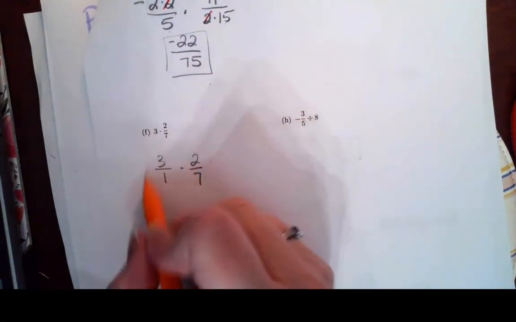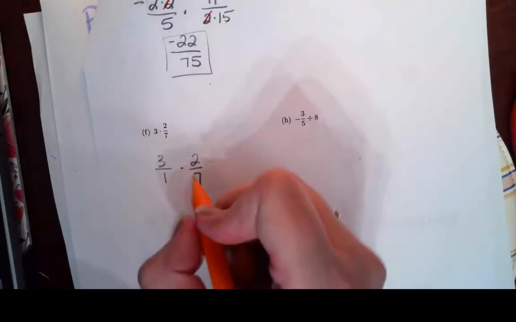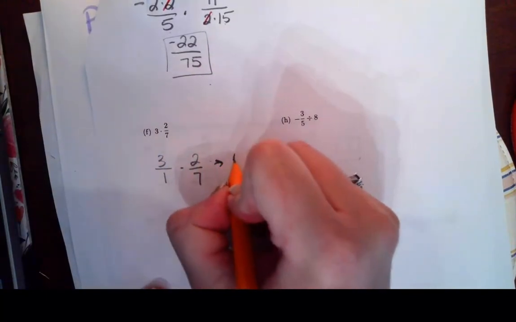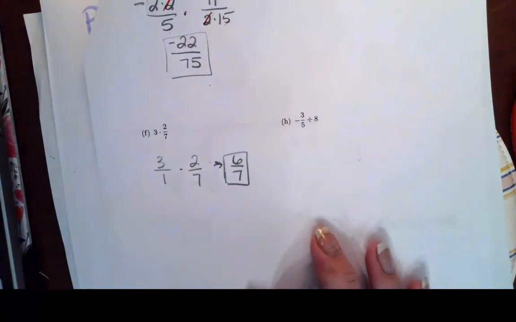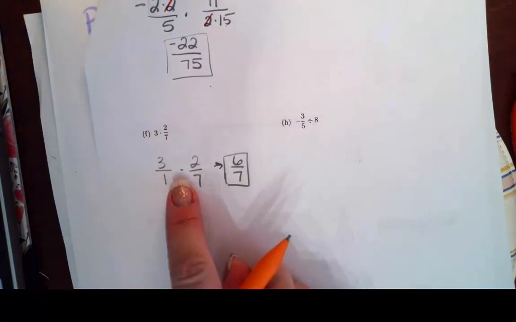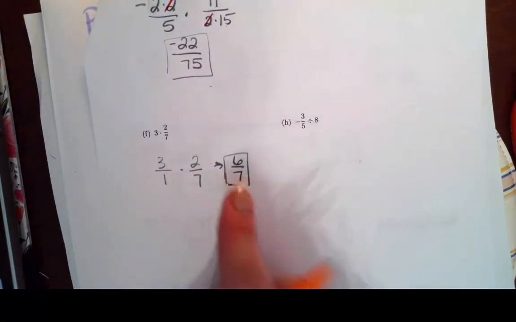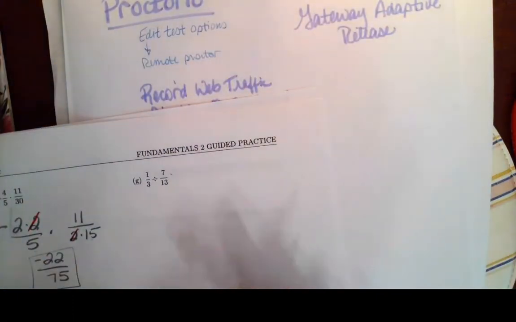So now I'm going to multiply. Nothing reduces from top to bottom. So I'm just going to multiply straight across the top and get 6 over 7. Okay, and if I reduce at the start completely, I don't have to worry about reducing at the end. All right, so that was multiplication.